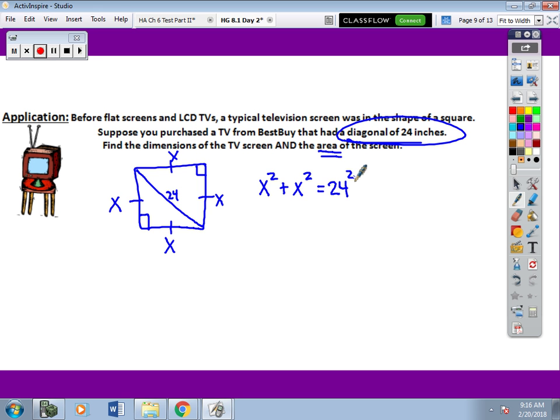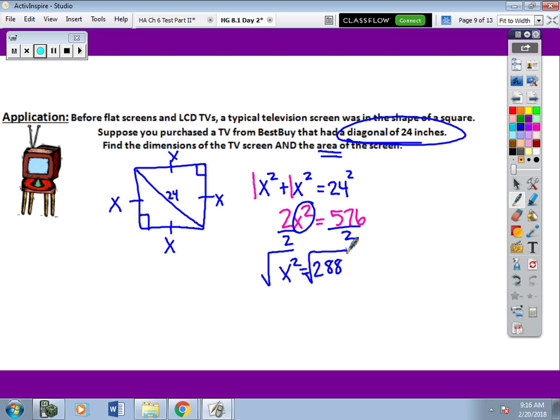So this is the one where you're going to have to combine like terms. We have 1x squared plus 1x squared, which gets us 2x squared, equals 576. Can I square root right now? No, we have to get x squared by itself first. So we will divide both sides by 2 to get us 288. And then we will square root.